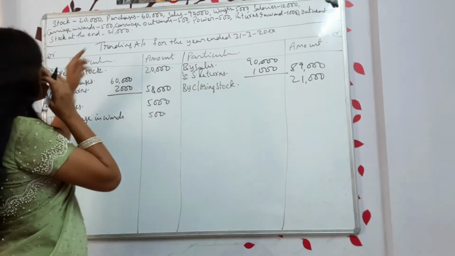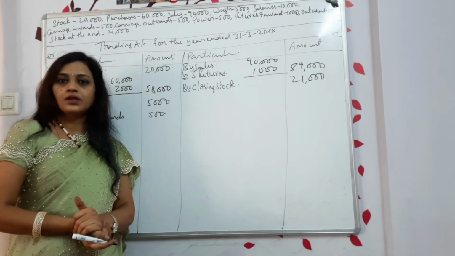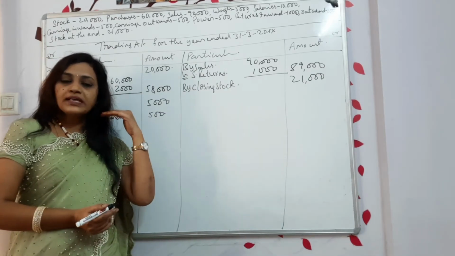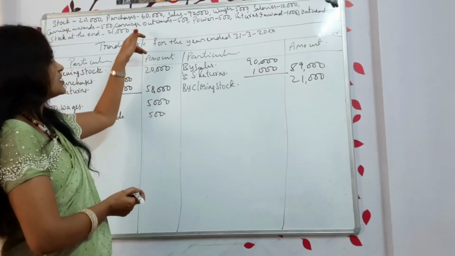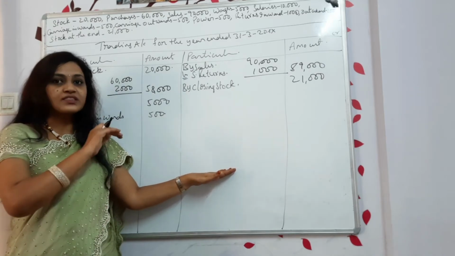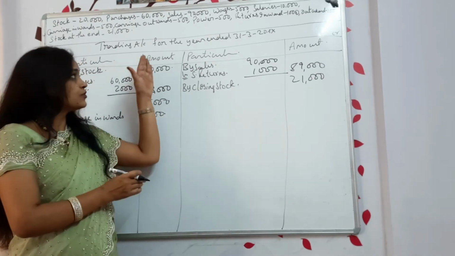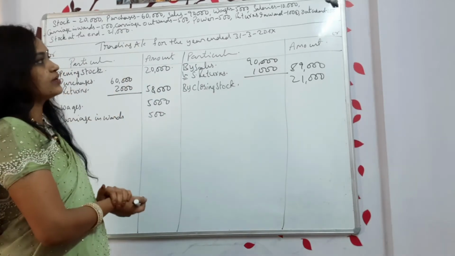500. Next, carriers outwards. That means you sold the stock, and to deliver them, whatever expenses you paid. So after sales, whatever happens, it comes under profit and loss account, not in the manufacturing. It will not come under trading account. Even if they have given, you need not take that one.